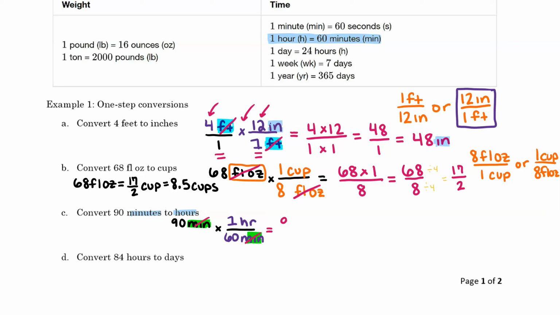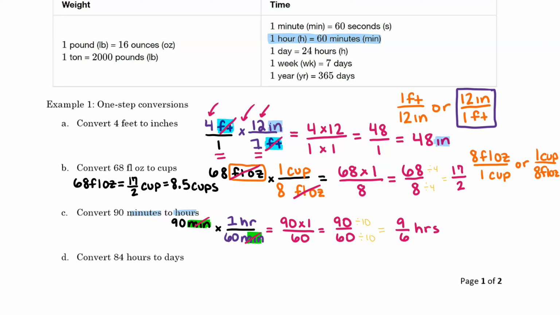And on top, I'm doing 90 times 1. And on bottom, I just have 60. So 90 times 1 is 90. So 90 over 60. And I can simplify both of those pretty simply by dividing by 10. So I have 9 over 6. And the units was hours.